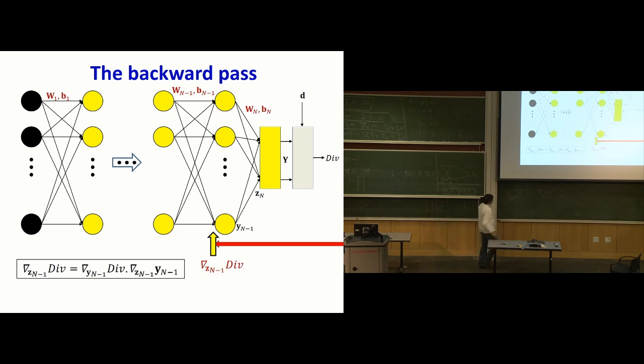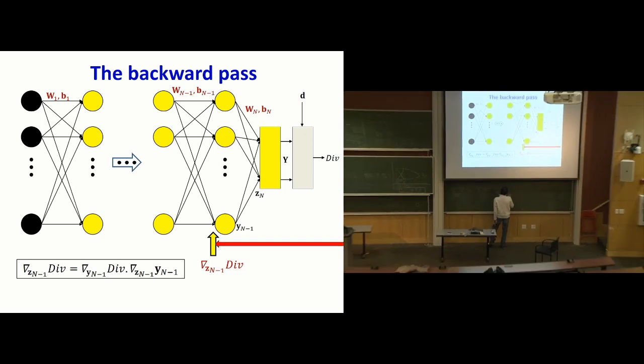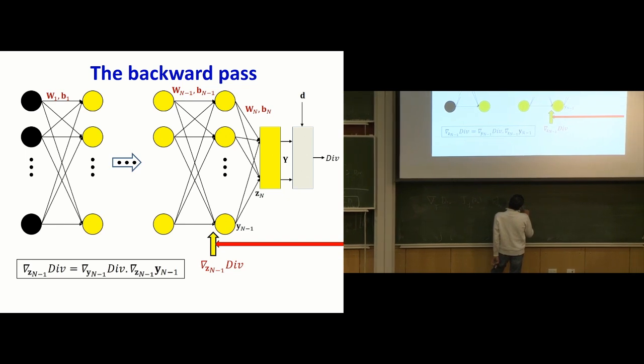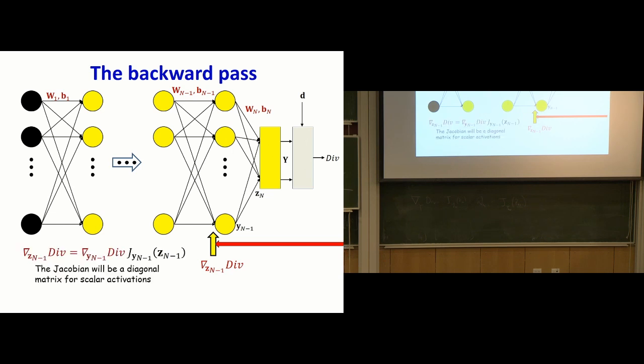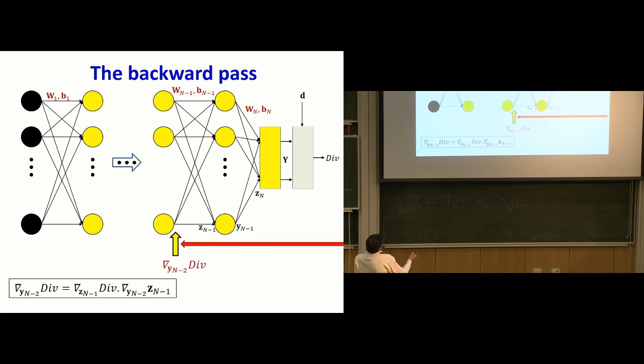And that is simply going to right multiply the Jacobian of y n minus 1 with respect to z, computed at z n minus 1. So you can see why I put a z in the argument. I'm able to specify at which location the Jacobian is being computed. And for scalar activations, this Jacobian is going to be just a diagonal matrix. Now, having done that, I can take a step back and compute the derivative of the divergence with respect to these y's. And that's simply going to right multiply the derivative of this z with respect to this y, which is simply going to be the weights matrix, W n minus 1.